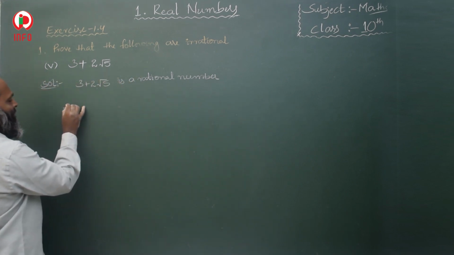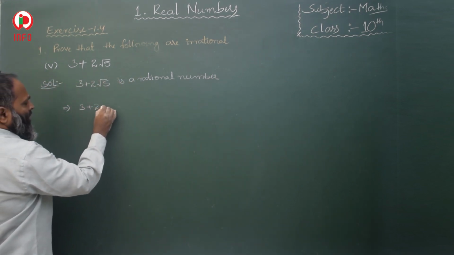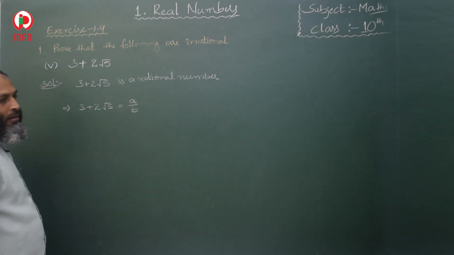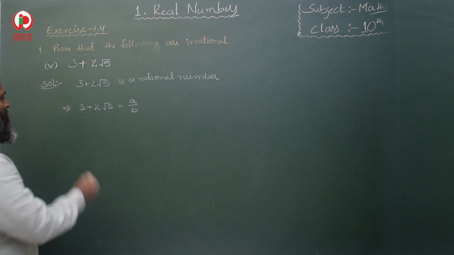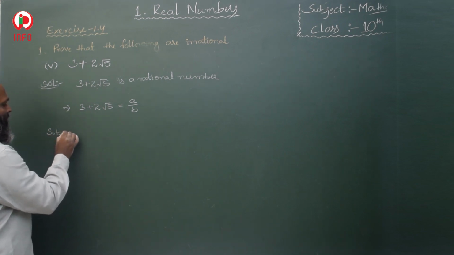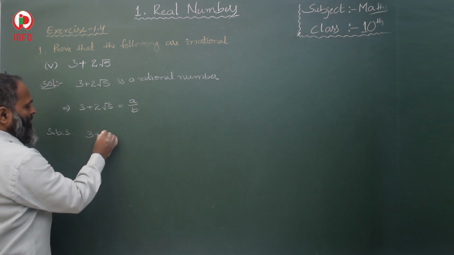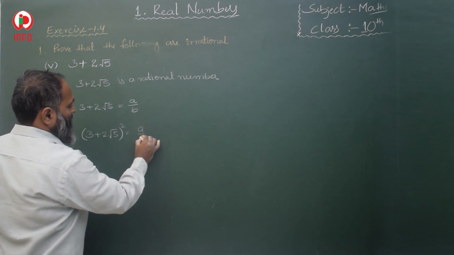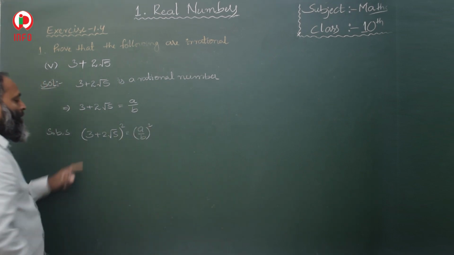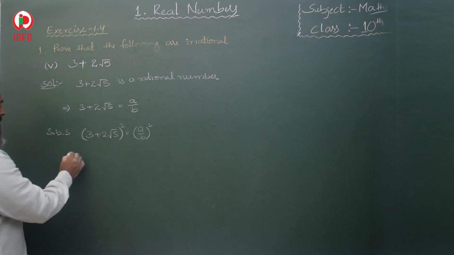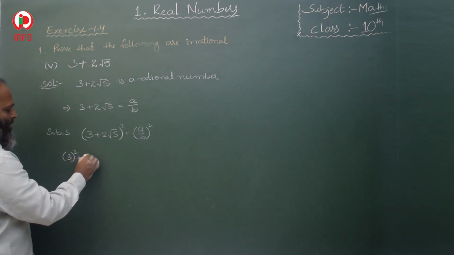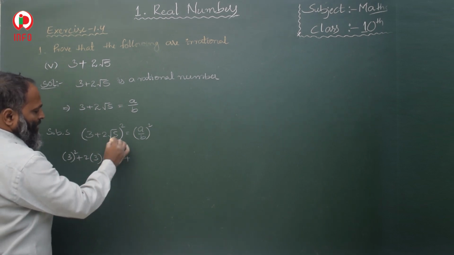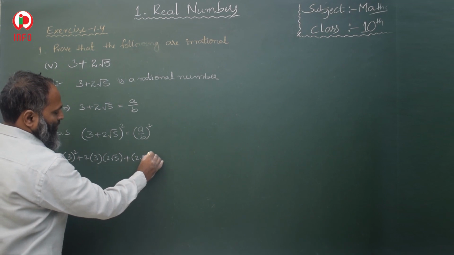So that means 3 plus 2 root 5 is equal to a by b. Rational numbers are in the form of a by b. Now squaring on both the sides, 3 plus 2 root 5 whole square is equal to a by b whole square. It is in the form of (a plus b) whole square: a square plus 2ab plus b square, where a is 3 and b is 2 root 5, so b square means 2 root 5 whole square.